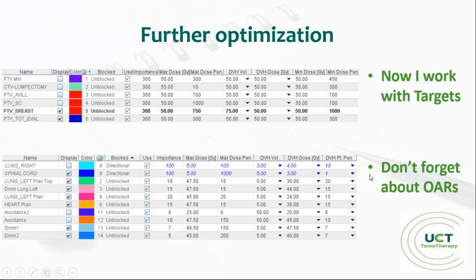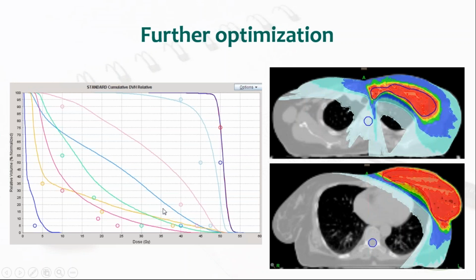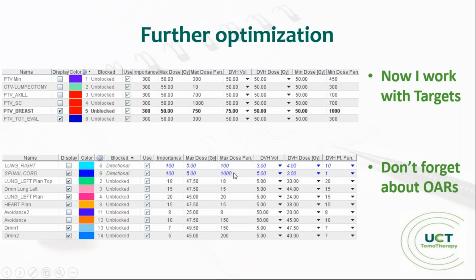So here also you shouldn't forget about your structures, because when you escalate the dose in your tumor, the DVH of your critical structures will go up. So you need to control this all the time. When you see that something goes wrong, you just put a lot of penalty.